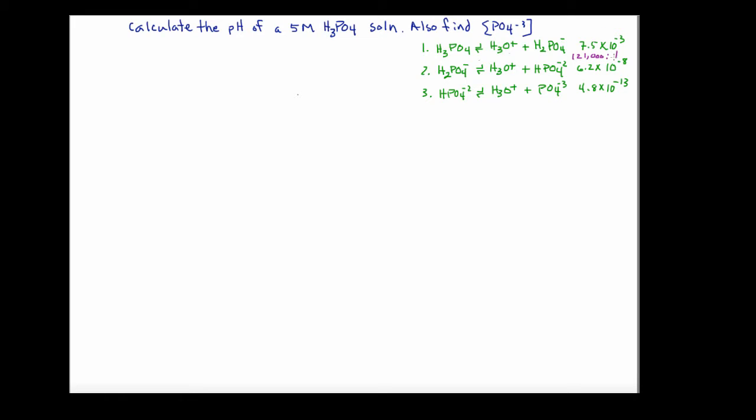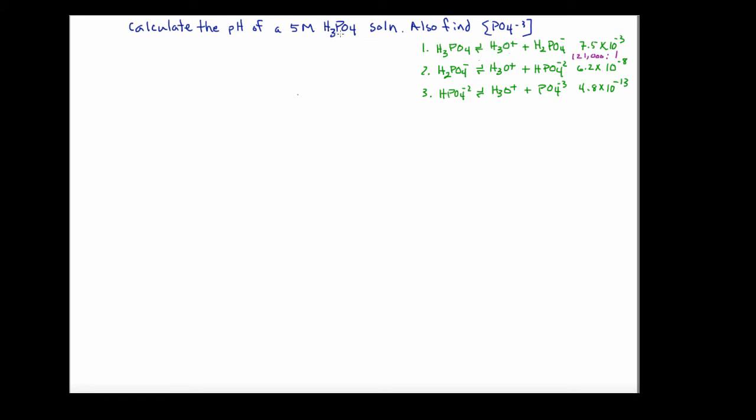All right, so the first step in the ionization of phosphoric acid is basically the dominating equilibrium and is going to be the major force in providing hydronium ion in the solution, and therefore is the equation that's going to control the pH.